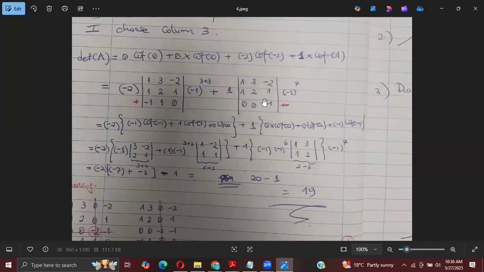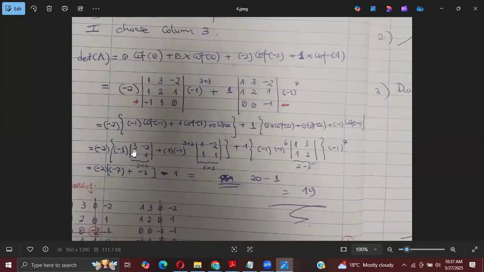And where is this minus 1? This is in 1, 2, 3, 1, 2, 3. So it's minus 1 to the power 6, times the determinant of the matrix you get by deleting this row and this column. So it's 1, 1, 3, 2. And then remember the minus 1 to the power 7, the one we had previously. And then now you expand.